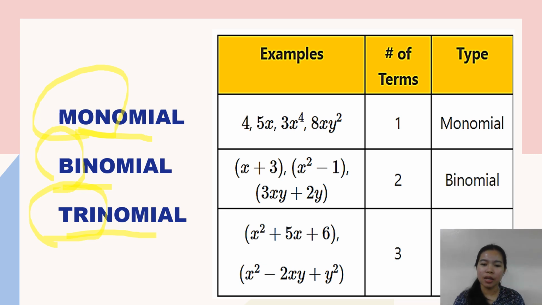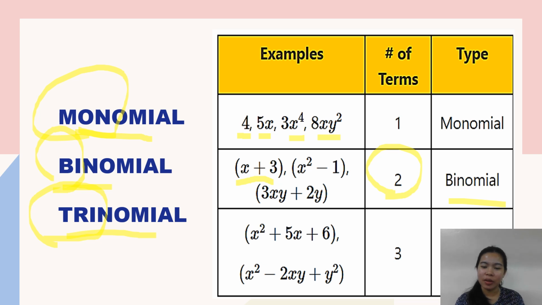The first one is a monomial. You have 4, 5x, 3x to the power of 4, 8xy squared. And these are just a few examples of a monomial, or a type of polynomial which has only one term. Second, you have binomial, meaning the number of terms will be two. You have x plus 3, x squared minus 1.